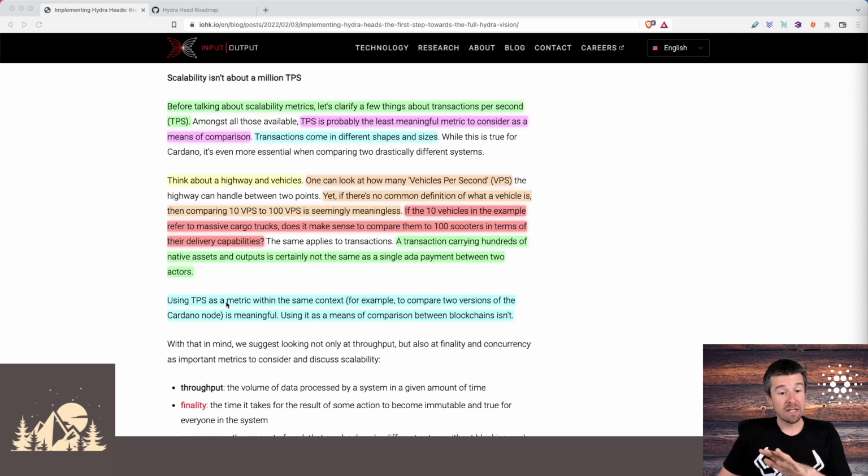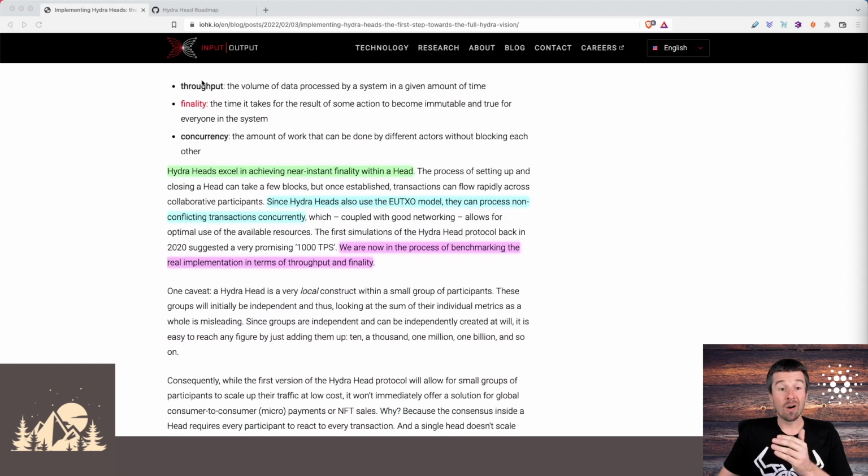And now, to be clear, using TPS as a metric within the same context, so for example, to compare two versions of a Cardano node, is meaningful, but using it as a measure to compare two different blockchains is not. So if you're going to compare different blockchains, the three things that you need to look at are really throughput, finality, and concurrency. Throughput is the amount of data that's processed in a system in a given amount of time. Finality is the amount of time that it takes for the action to be considered immutable and true for everybody on the blockchain. And then concurrency is how much work you can do in parallel without these actors blocking each other or running into each other.